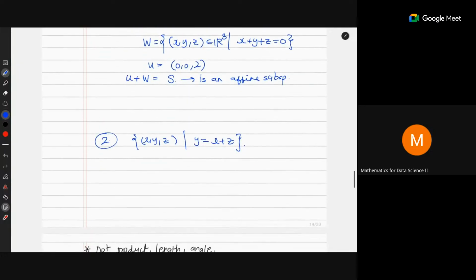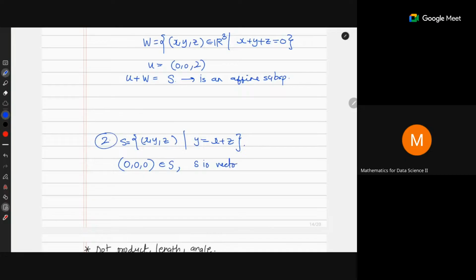For example, this also: y is equal to x plus 2z, x plus z. So clearly you can see that it contains 0, 0, 0 in it. So let's say this is again S. So 0, 0, 0 is contained in this, and so this is nothing but a vector subspace. You can check that S is a vector subspace.